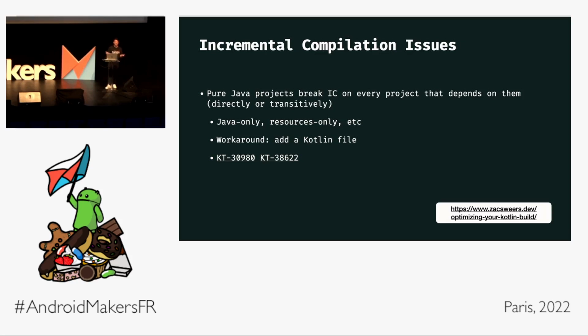And there's a really easy fix for this, which is just go and add one Kotlin file. You can make it a private abstract class that no one can make an instance of. But just having that present will absolve you of this issue.